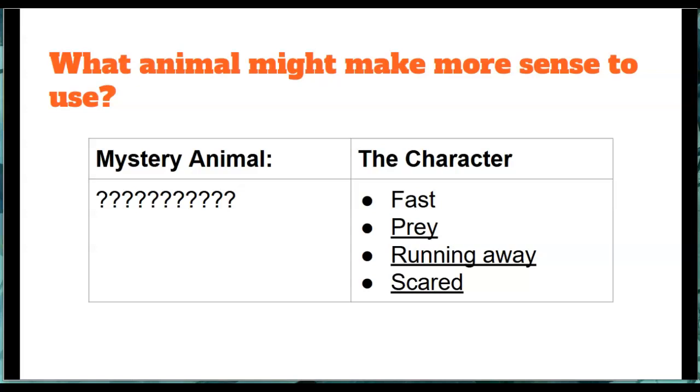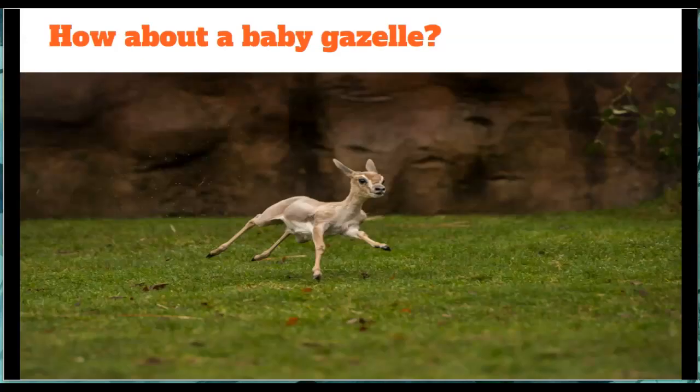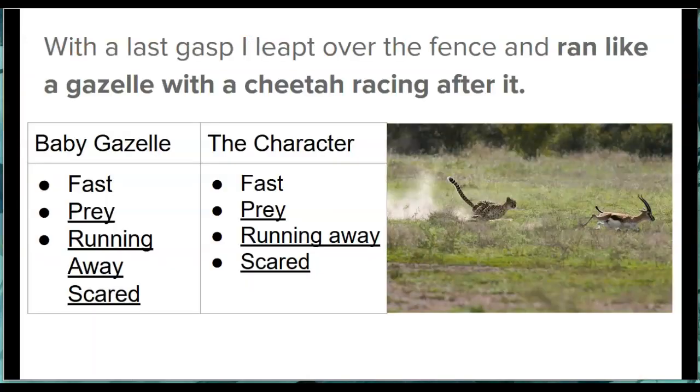If you're trying to compare the idea of this prey running away, being super scared, possibly even being helpless, why not try something like a baby gazelle? Alright, so if you do that, if I say with a last gasp, I leapt over the fence, ran like a gazelle with a cheetah racing after it, well, this fits so much better because now both the character and the baby gazelle have the same sort of attribute. They're prey, they're running away, they're scared, they're somewhat helpless.